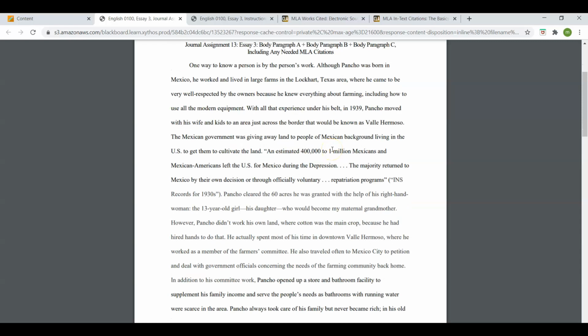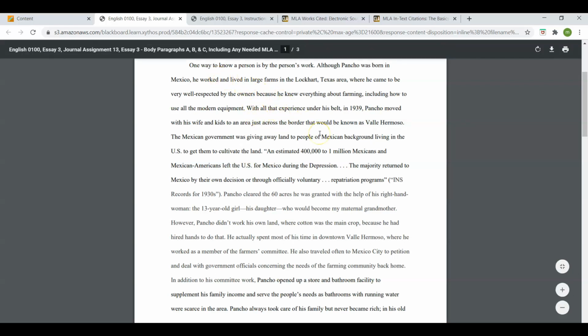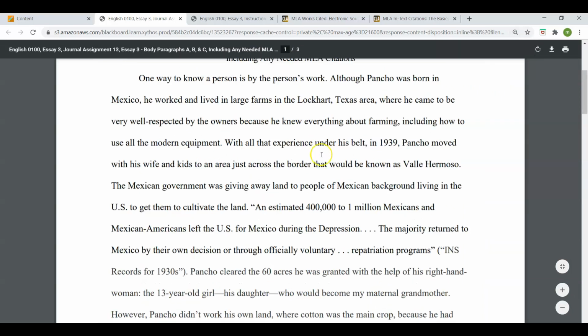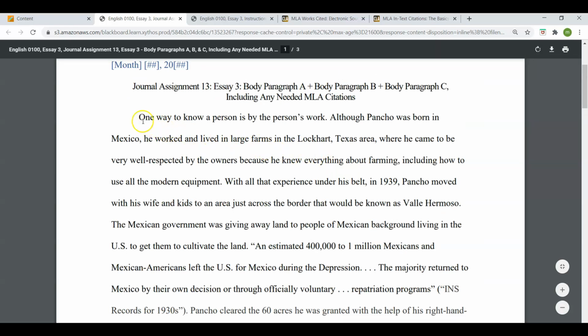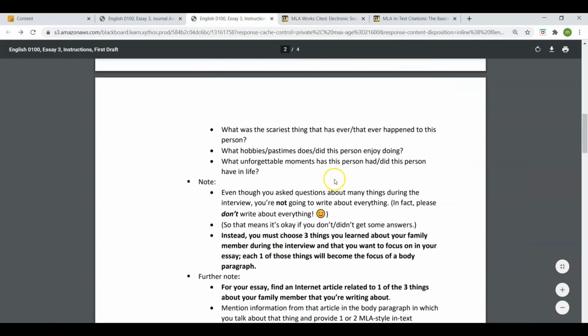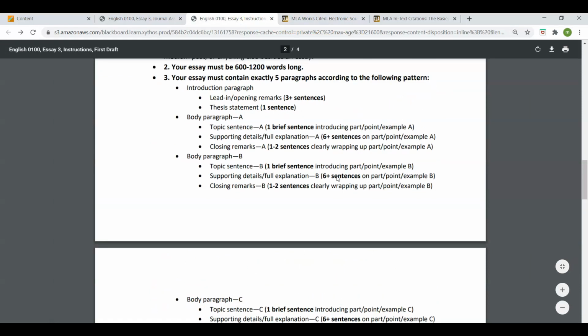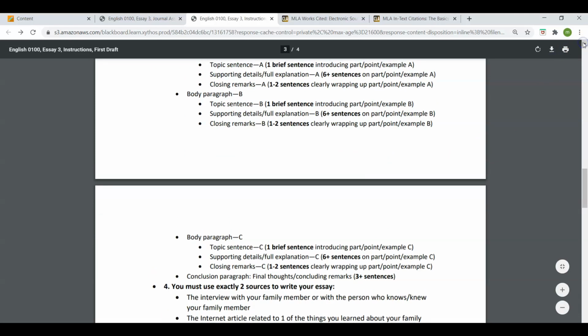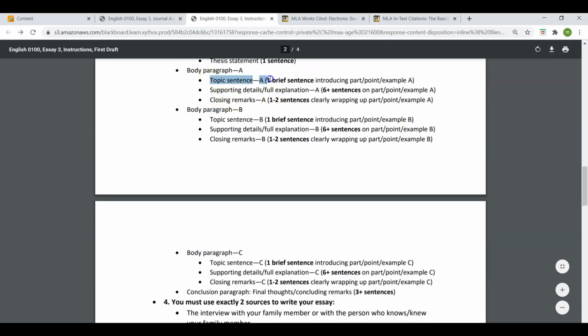So here is my journal assignment, the paragraphs for it. Let me make this larger. Okay. All right, that's really big right there. That's good. So here is my introduction. I'm sorry, I said that wrong, so let me go back over here. I want to emphasize the right thing. Here's body paragraph A, right? I said introduction, but that was the wrong word. My topic sentence, right? So my topic sentence.